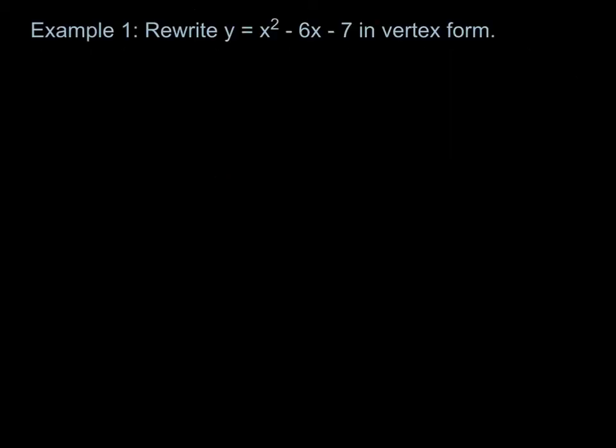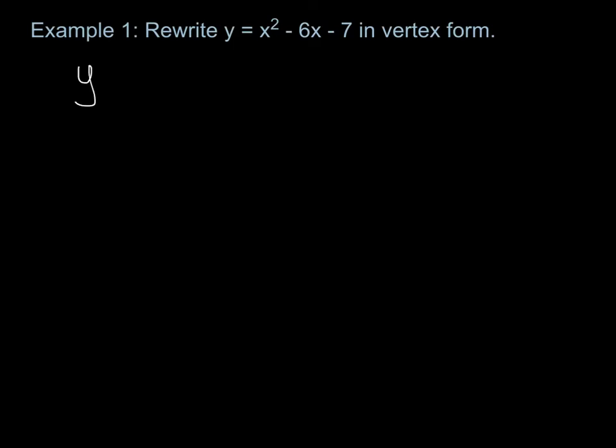So here's our first example. We're given this expression or equation, y equals x squared minus 6x minus 7, and we're going to rewrite it in vertex form. So we're going to go through those steps that you were shown very briefly on the first slide, and I'm going to go through them a little bit more slowly for you and with a little bit more detail.